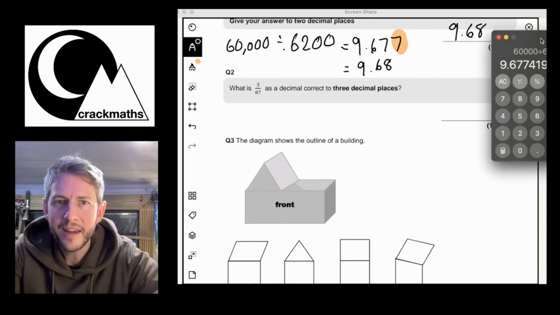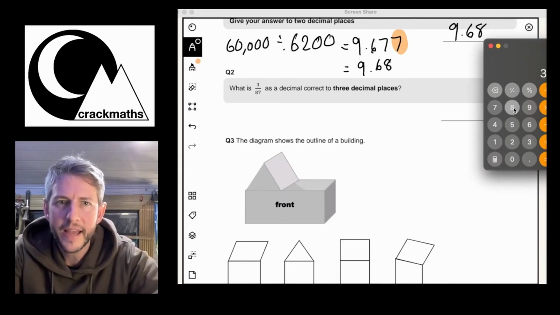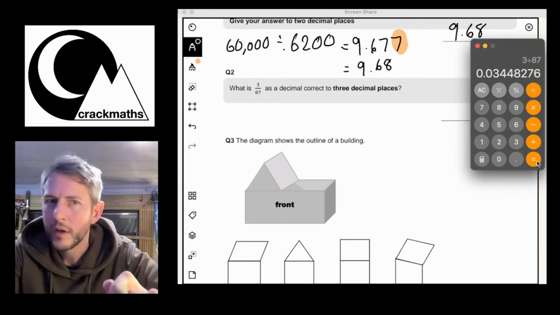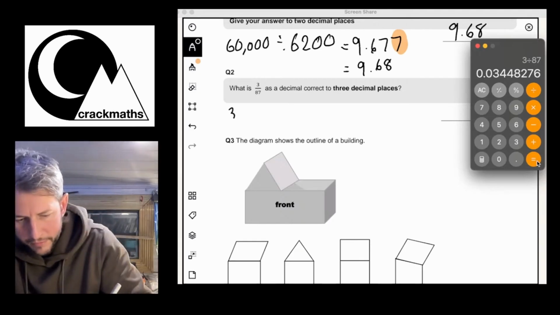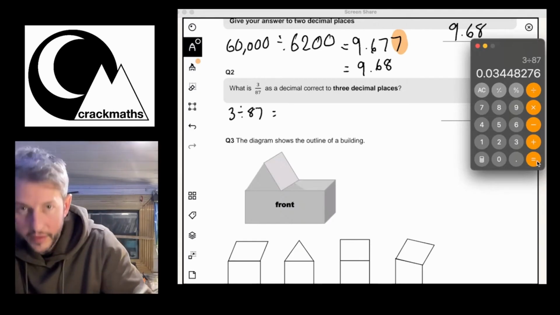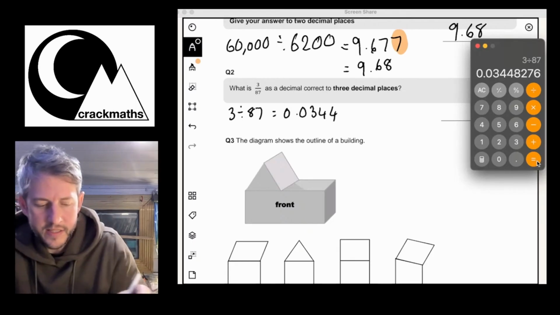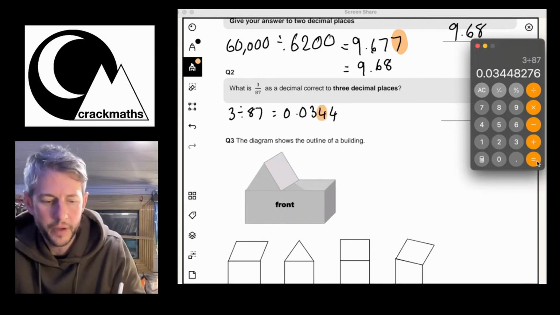What is 3 over 87 as a decimal correct to 3 decimal places? Okay, so remember that line there means divide. So to do this, we're just doing 3 divided by 87. And this equals 0.0344. So 3 divided by 87 equals 0.0344.